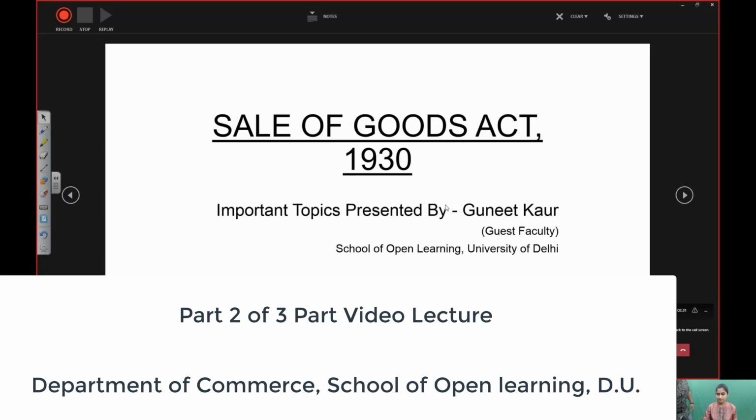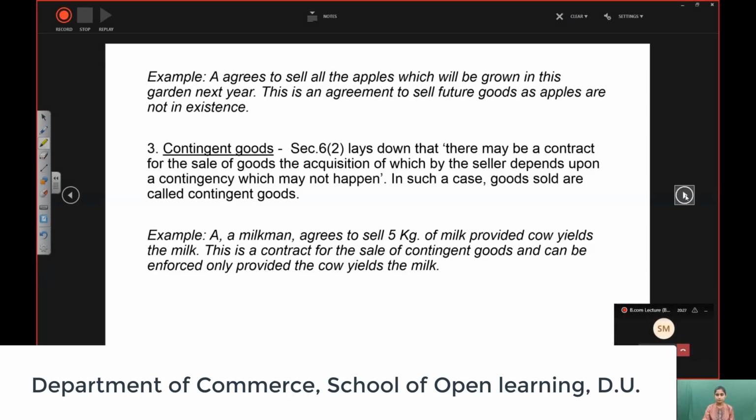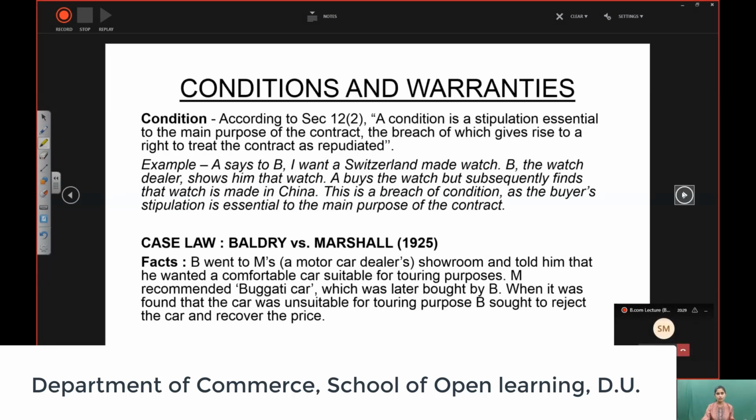I am Guneet Kaur and I'll be delivering a lecture on Sales of Goods Act 1930. Moving ahead, what are the conditions and warranties? Students, this is a very important topic in the Sales of Goods Act.